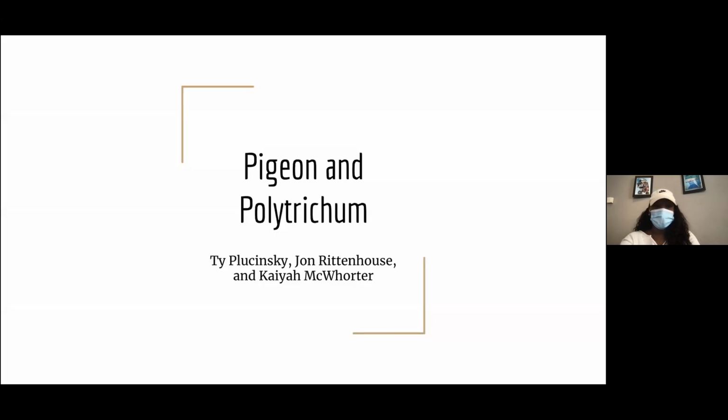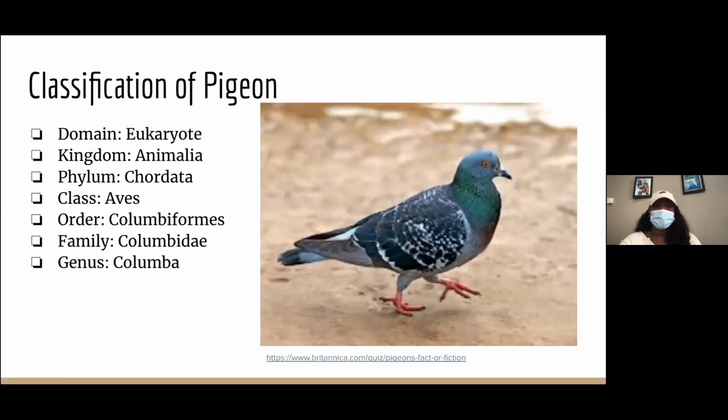So what we did our project on was the pigeon and Polytrichum. The classification of the pigeon is from domain to genus because the species is not specific for the pigeon and relates to all birds instead. The domain is eukaryote, the kingdom is Animalia, the phylum is Chordata, the class is Aves, the order is Columbiformes, the family is Columbidae, and the genus is Columba.